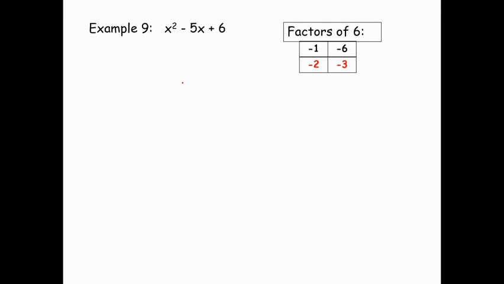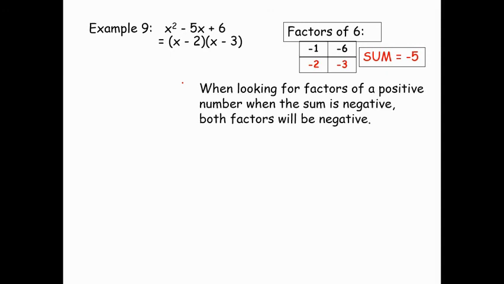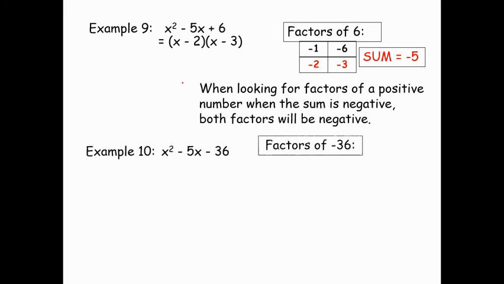Now let's take a look at this. If x squared minus 5x plus 6 are factors of 6, notice that they all have to be negative, okay? And the only ones that are going to sum to be negative 5, though, this time is the negative 2 and the negative 3. So you get x minus 2, x minus 3. When looking for factors of a positive number, when the sum is negative, both factors will be negative. Then we'll take a look at this example, x squared minus 5x minus 36.